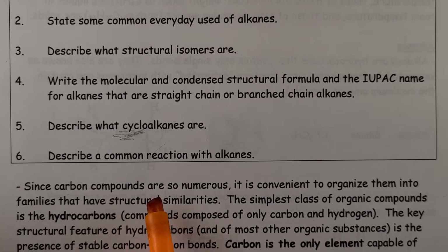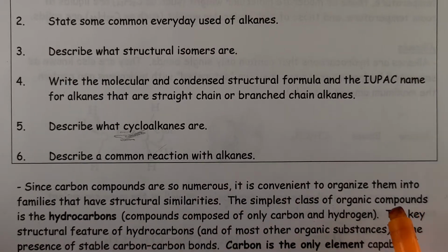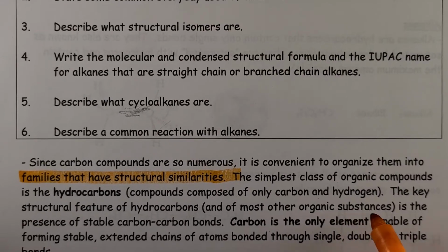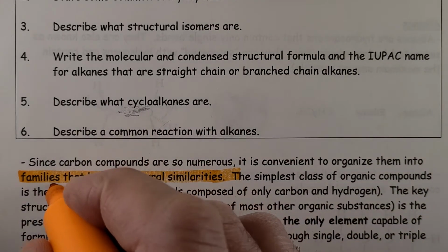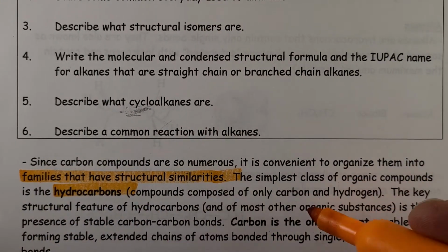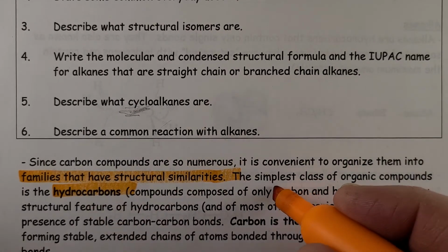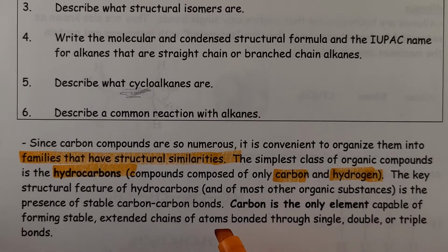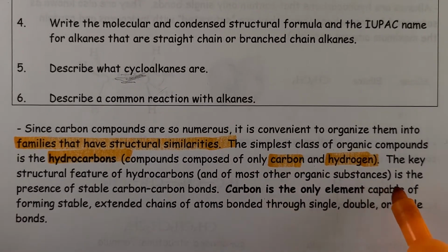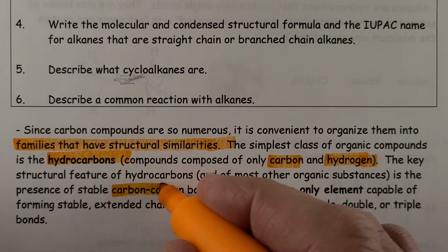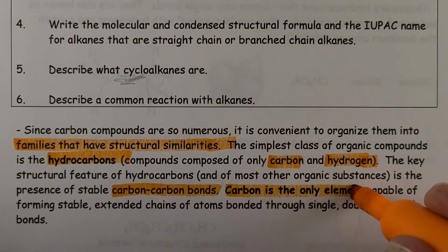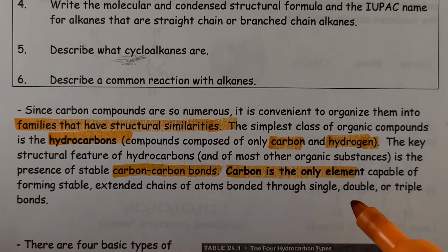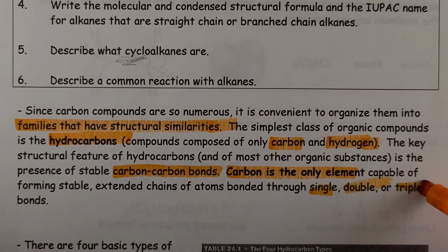Since carbon compounds are so numerous, it's convenient to organize them into families of similar structural similarities. The simplest class of organic compounds is the hydrocarbons, just as the name implies, made up of carbon and hydrogen. The key structural feature of hydrocarbons and most other organic substances is the presence of carbon-carbon bonds. Carbon is the only element capable of forming stable, extended chains of atoms through single, double, and triple bonds.